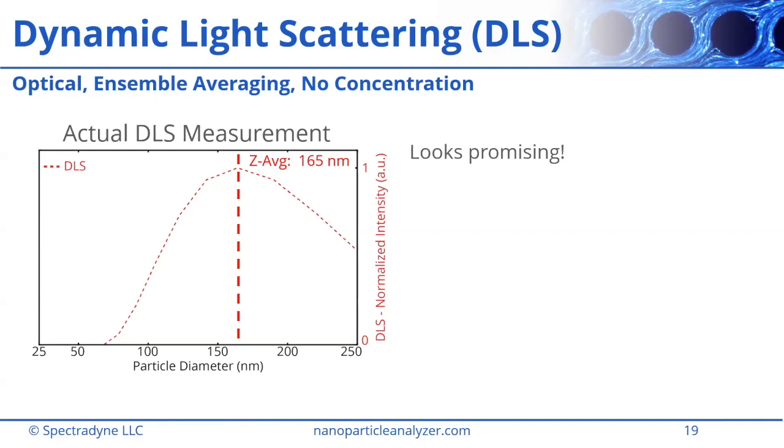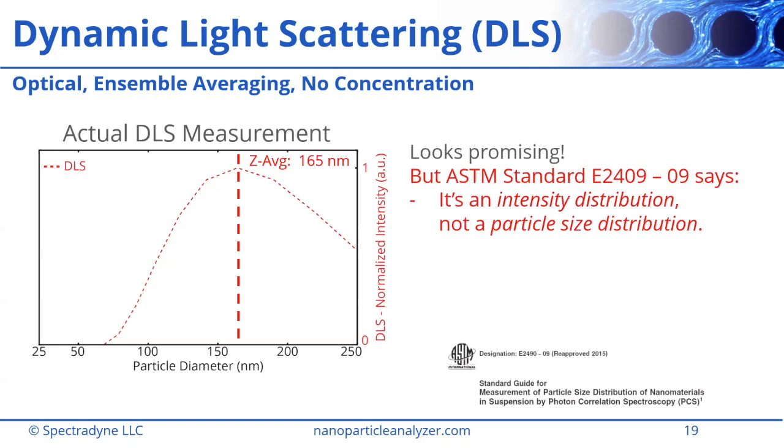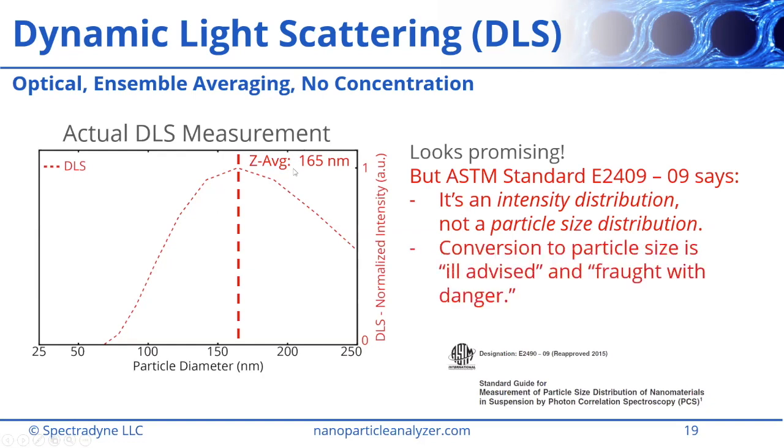However, you are a careful scientist and you look back at the international standard for using this technique, and it says a few very important things. First is, this is an intensity distribution. It's not a particle size distribution, right? So it does not mean that the distribution of particle sizes in the sample looks like this. All we know is that they scatter as an average like 165 nanometer particles.